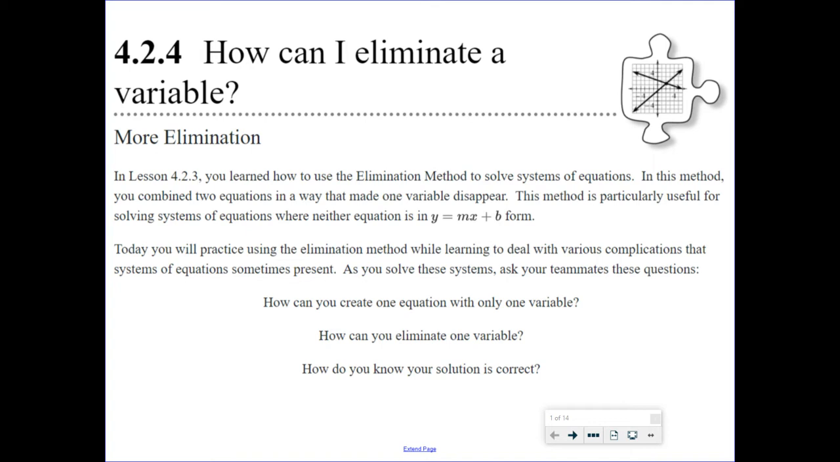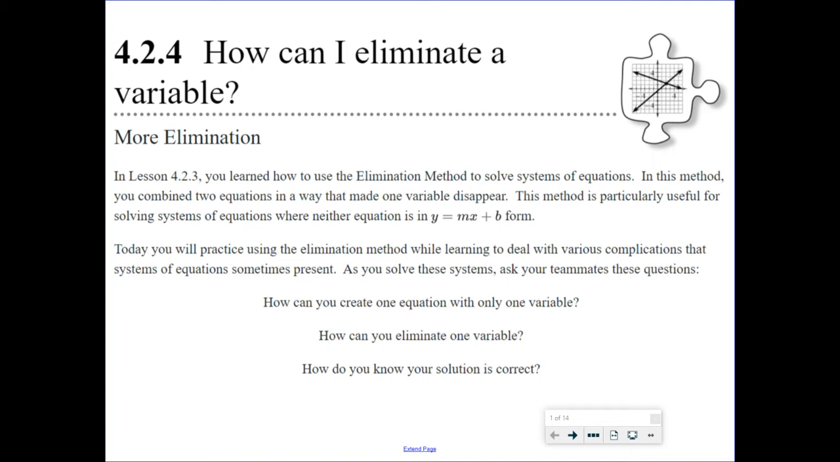We are going to keep working on 424 now. Okay, 424. How can I eliminate a variable? So we started with elimination yesterday. We're going to continue elimination today. It does get a little bit more complicated, but hopefully it makes sense.